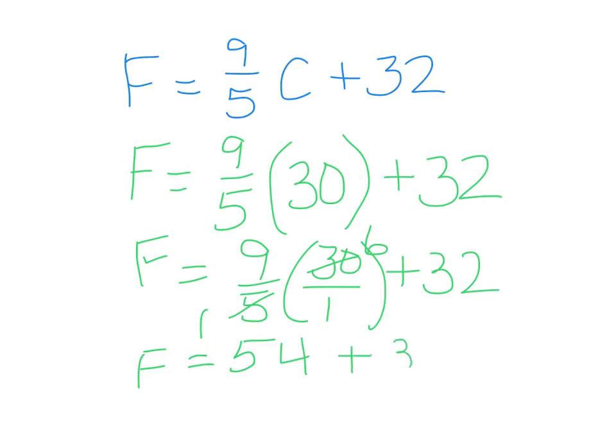Still adding the 32 last. My order of operations tells me that I have to do the multiplication before I can do the addition. All right, I'm running out of room here, but F equals, and 54 plus 32 is going to be 86. I want to finish that with my degree symbol, because I always want to put a label.